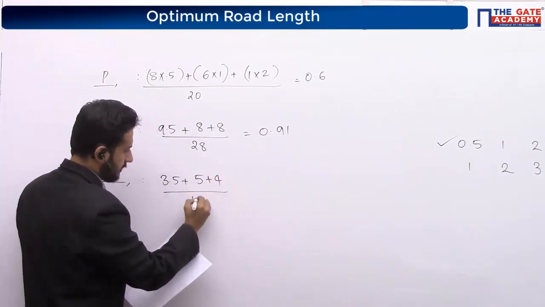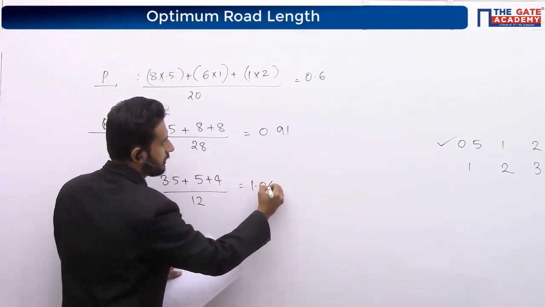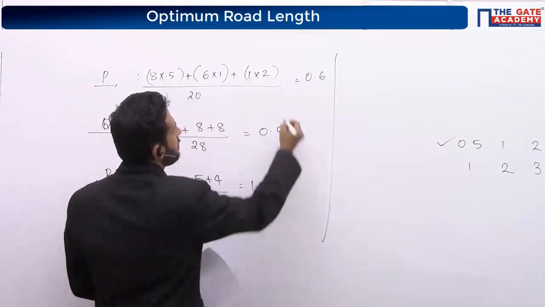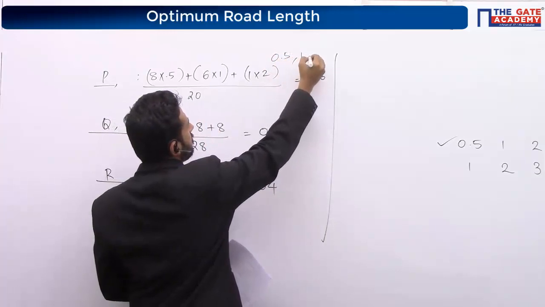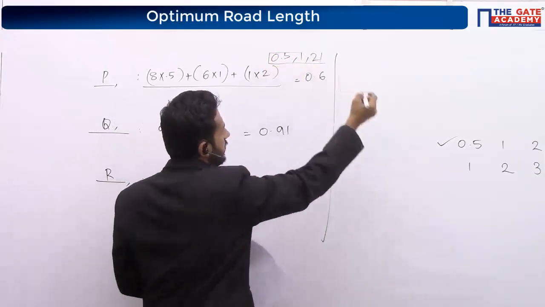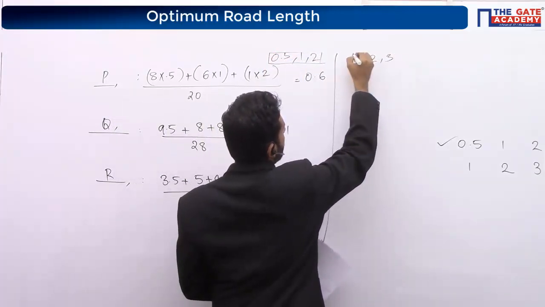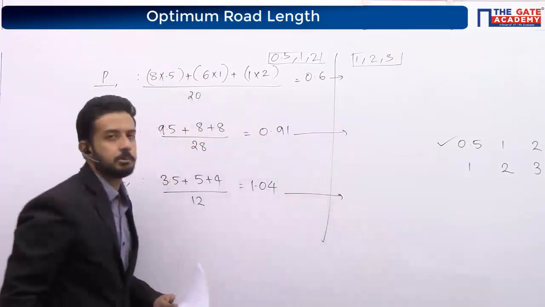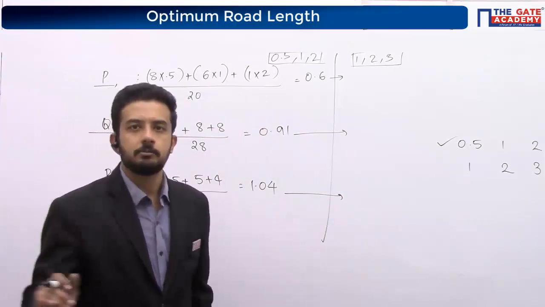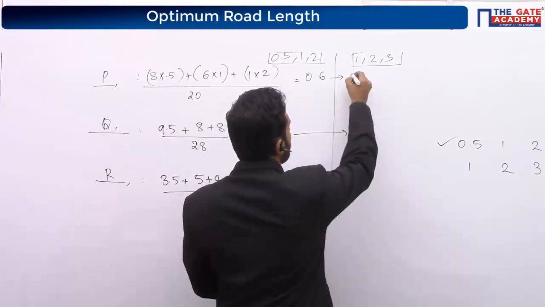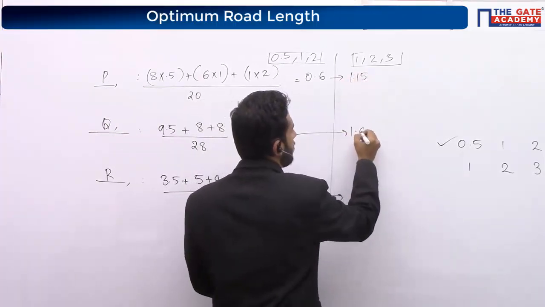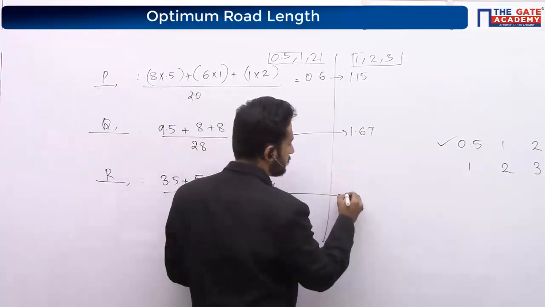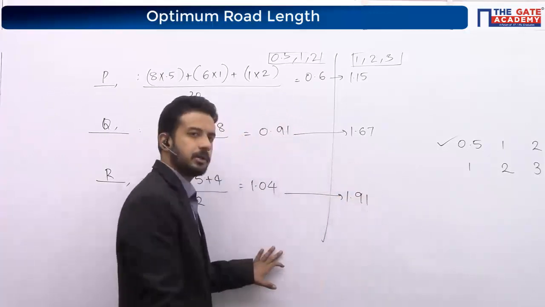Divided by 12, I will get 1.04. Correct now? If I am using 0.5, 1, 2, and in case I am using 1, 2, 3, can anyone tell me what the values are? 1.67, yes, thank you. 1.15, 1.67, then 1.91. Okay, that much accuracy is not required.